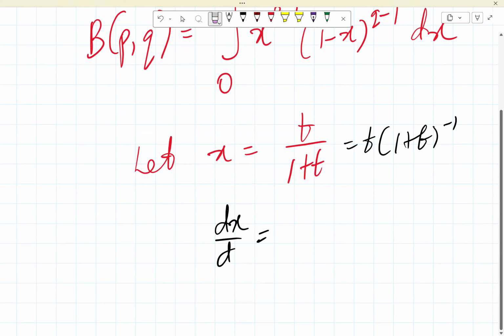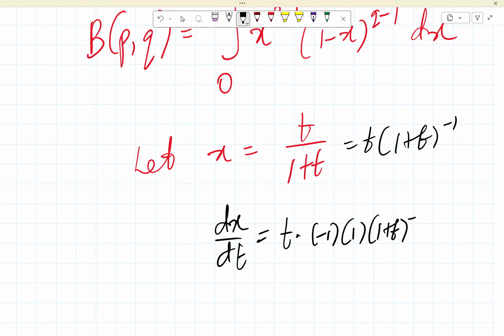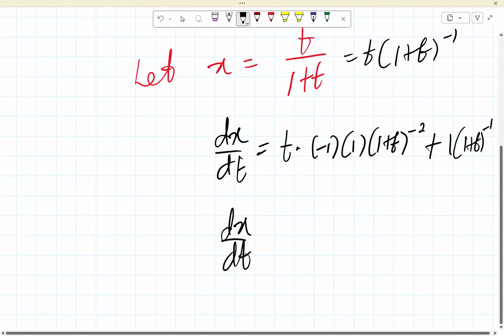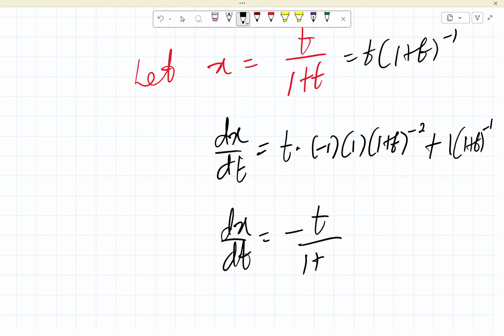So dx dt is, keep t and differentiate the other part. Bring my minus 1 down, differentiate inside, and you have 1 plus t, reduce the power, that's 1 minus 2. Then all that added to differentiate t, so that's 1, and then keep that intact, 1 plus t raised by minus 1. So dx dt is equal to minus t all over 1 plus t raised by 2, and here you have plus 1 over 1 plus t.